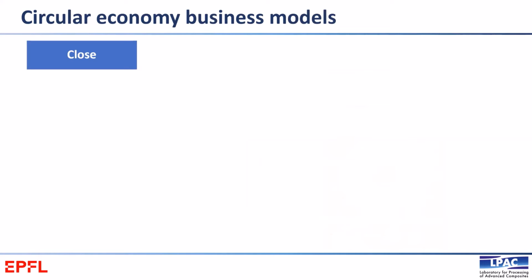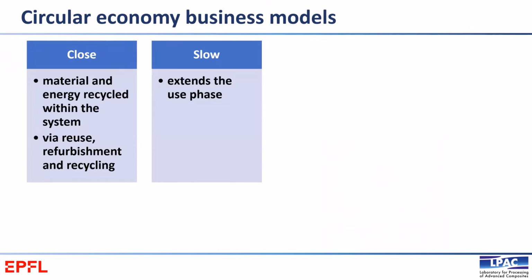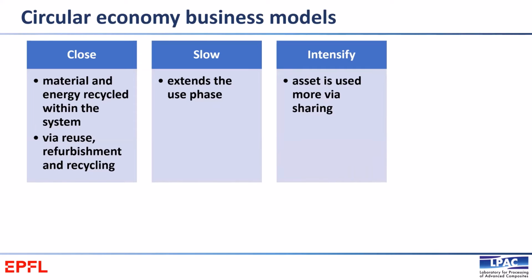Looking at business models, one of the big messages of the University of Cambridge is that business has an enormous role to play, okay, in the transition to net zero and becoming circular. So business models should close: material and energy is recovered in the system as much as possible. You try and slow, so we extend the use phase, making it longer, so having a vehicle that lasts for 15 years rather than 7. You intensify: you use the asset more by sharing it.